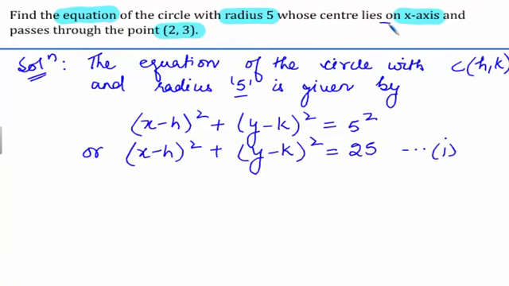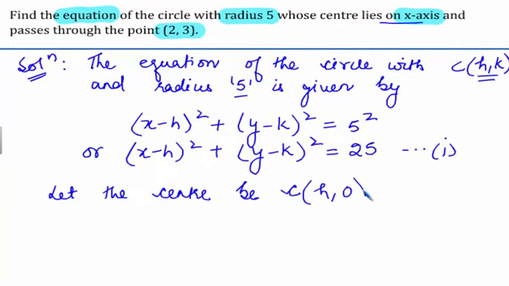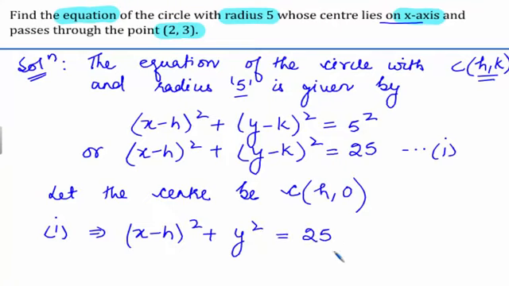Now we are given that the center of the circle lies on the x-axis. So let the center be h, k. Since it lies on the x-axis, the y coordinate is 0. Therefore here k is equal to 0 and the center is h, 0. So equation 1 implies that x minus h whole square plus y square is equal to 25.